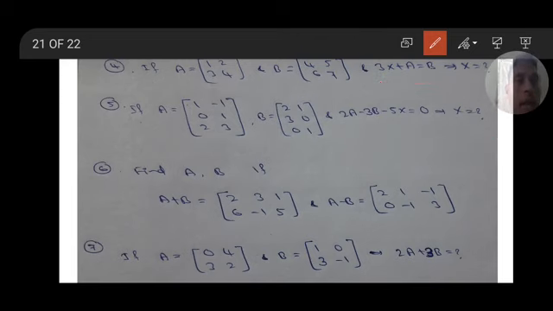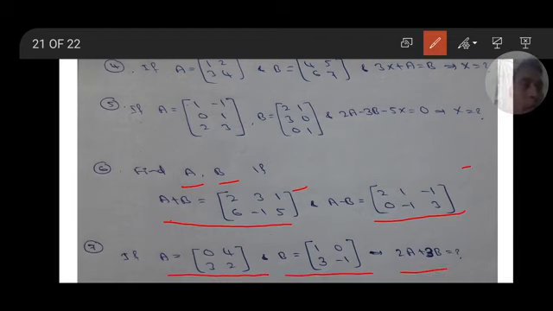Next, find A and B. If A plus B equals the 2 by 3 matrix 2, 3, 1, 6, minus 1, 5, and A minus B equals 2, 1, minus 1, 0, minus 1, 3, we need to find A, B. It is equation 1 and equation 2: 1 plus 2 we get A, 1 minus 2 we get B. Next, last problem: if A equals 0, 4, 3, 2 and B equals 1, 0, 3, minus 1, then find 2A plus 3B. First we need to find 2A, next 3B, then add the two matrices.